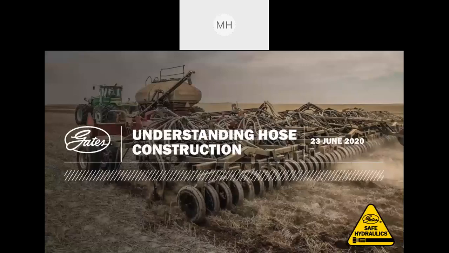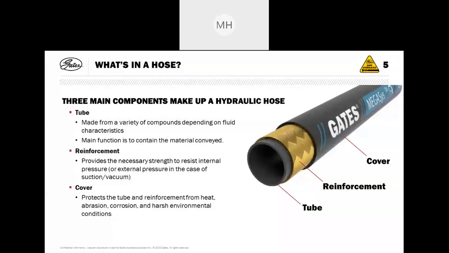The first section here is understanding the hose construction. There are three main components which make up a hydraulic hose. The inner tube, which is made of various compounds to contain the fluid inside the hose. Obviously, the main purpose of the tube is to keep the oil or whatever fluid we're conveying from escaping. The reinforcement is there to hold everything together, keeps the internal pressures in place, and also, if there's a suction or a vacuum in the system, prevents the hose from collapsing. And the cover protects the tube and reinforcement from heat, abrasion, corrosion, and harsh environments.